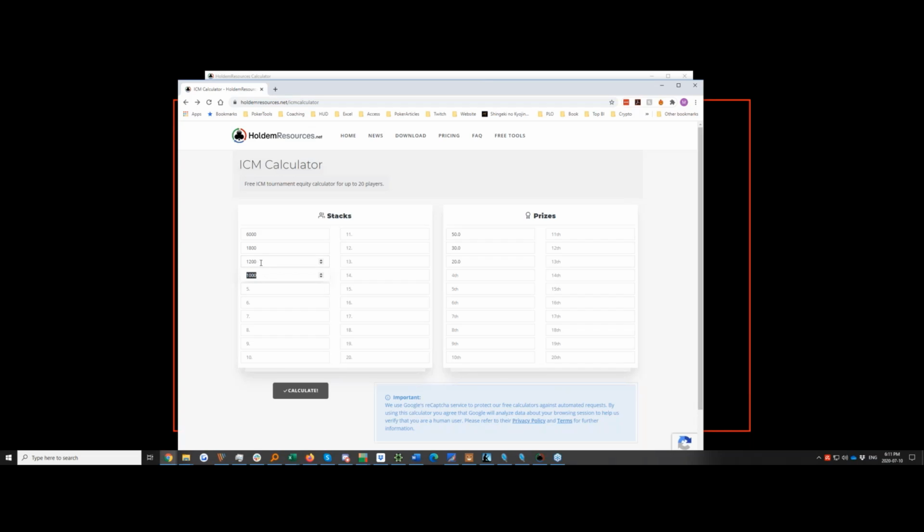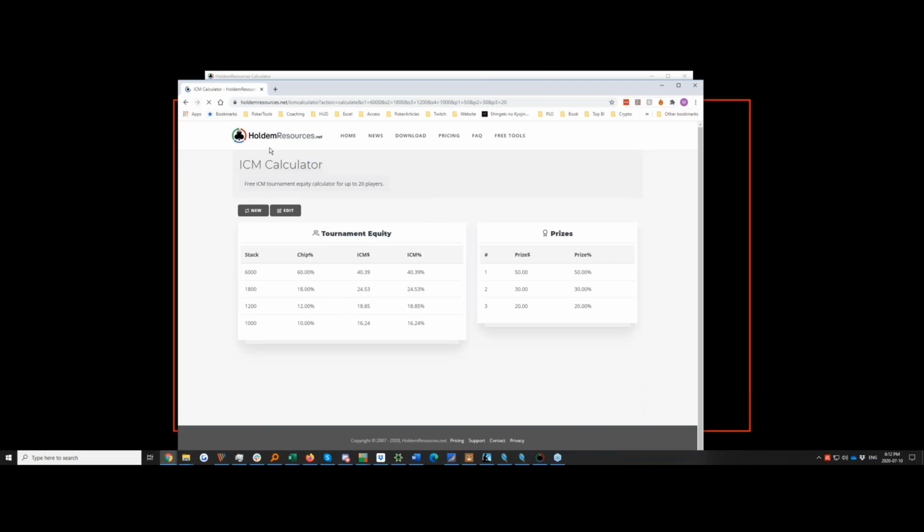Now, the big blind has to think, okay, well, if I win, if I call and win, right, my stack is going to be worth, let's actually go back here and take a screenshot so we can use it later.